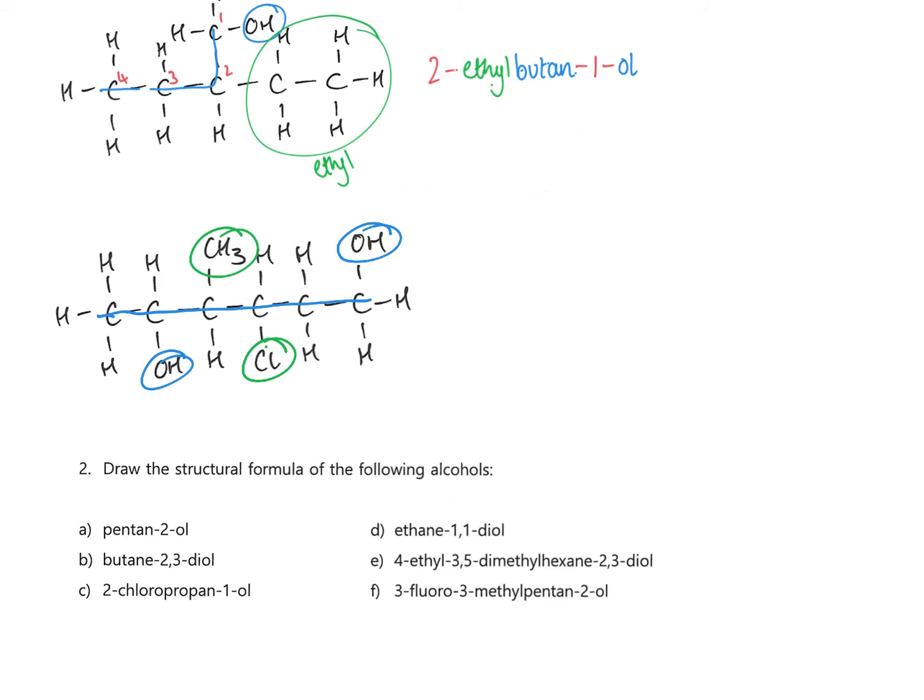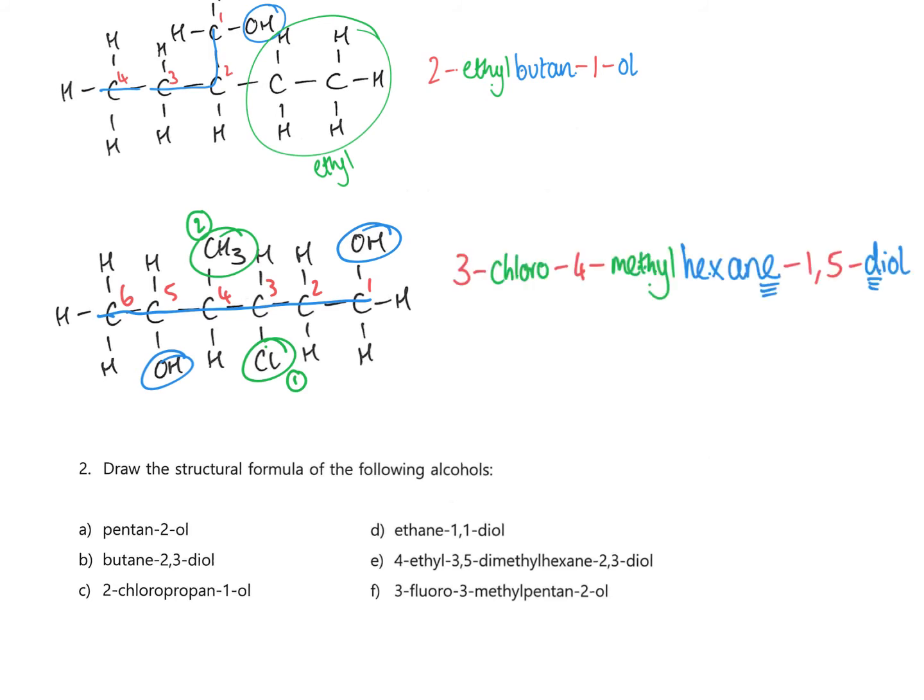Number your carbons so that the OH groups are on the lowest possible carbon. So that's 1, 2, 3, 4, 5, 6. Substituents in alphabetical order. So that's going to be chloro and then methyl and then the end of your alcohol name. So that name becomes 3-chloro-4-methylhexane-1,5-diol. So remember your E at the end of hexane and your diol rather than just ol. So hopefully you're happy enough naming alcohols at this point.